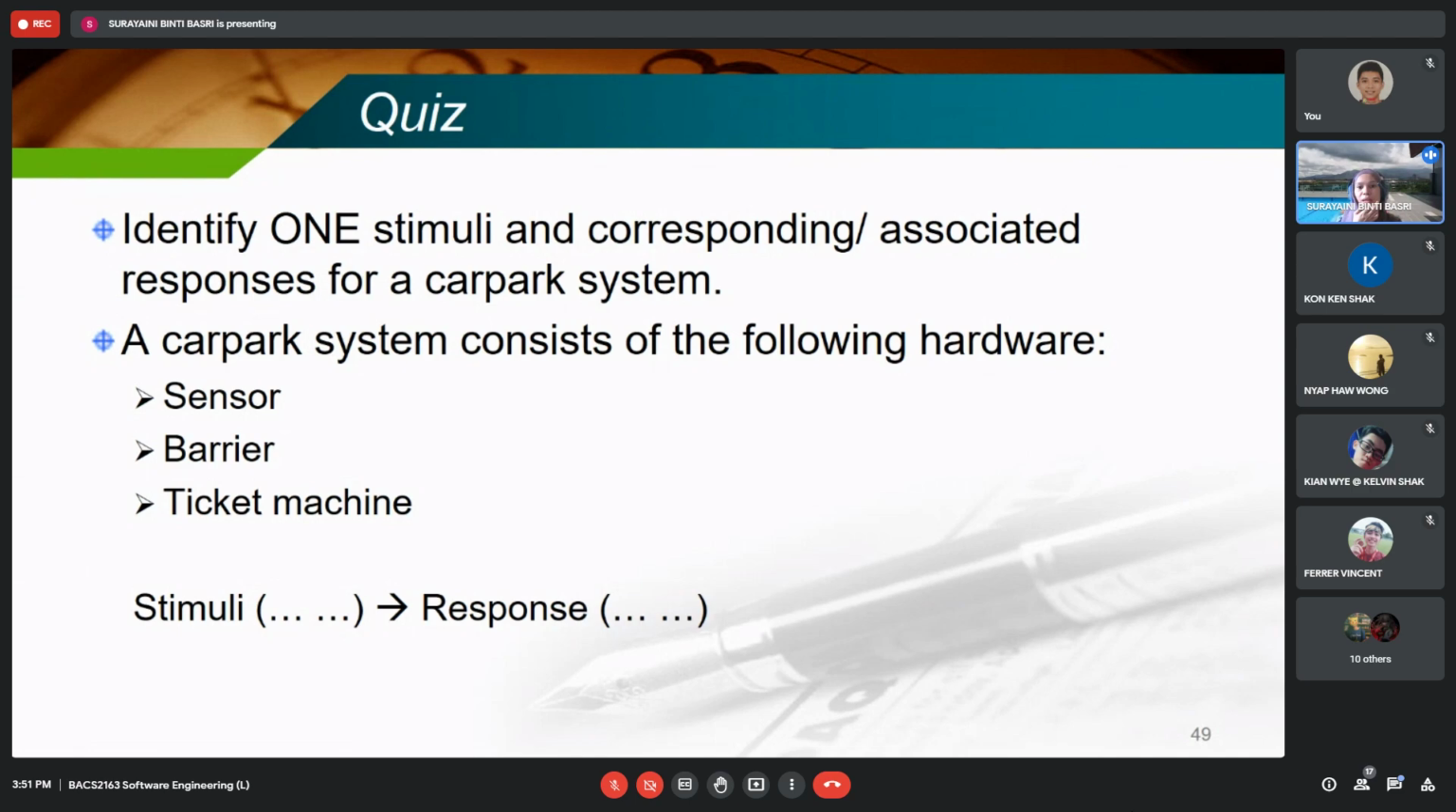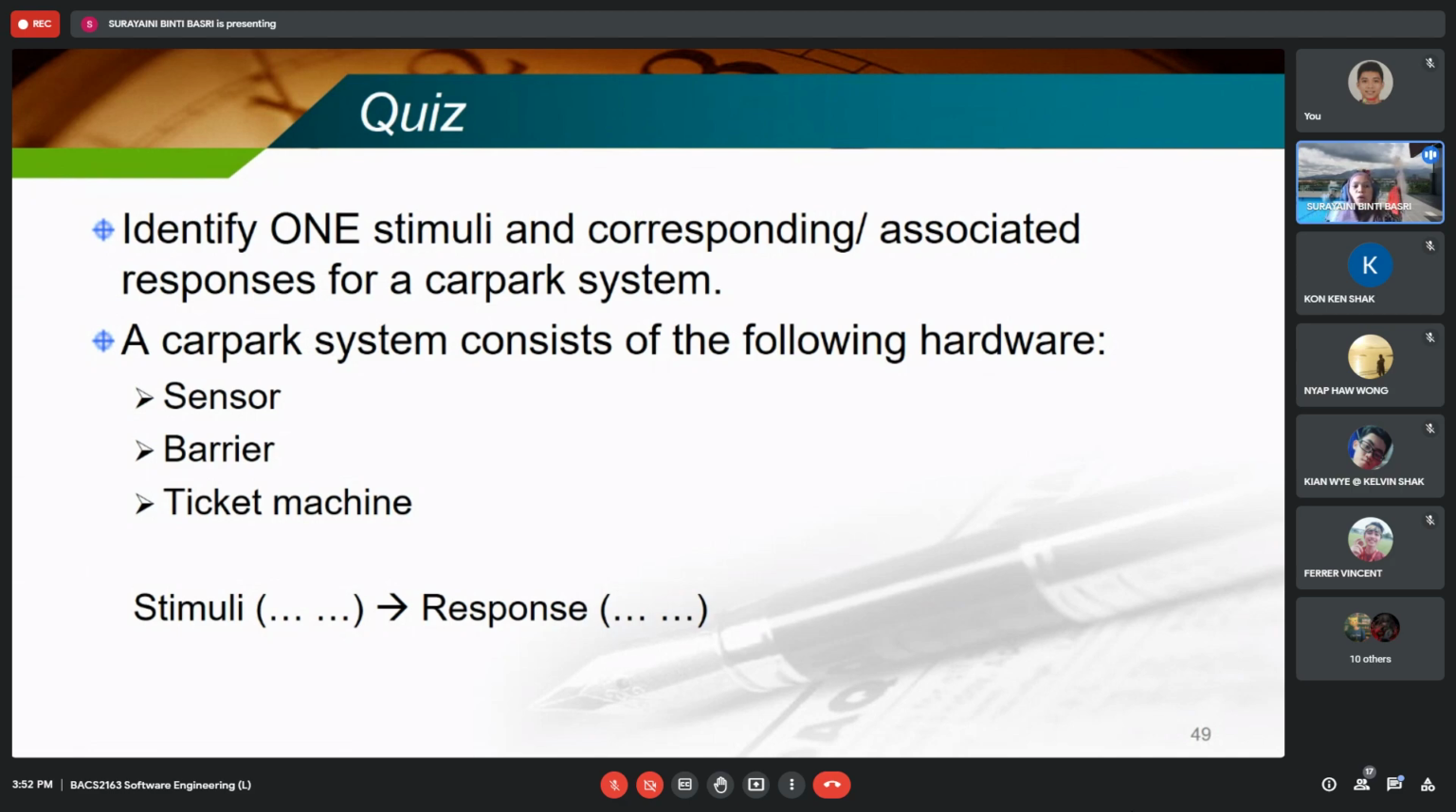So you all may need to do some research, because in the future, maybe in the exam, it will not ask about the car park, but about another type of system that we didn't even learn previously. So you will need to search a little bit about that kind of system and imagine what the stimulus and the response are. As long as you understand the definition of stimulus and response and what responses we can get.